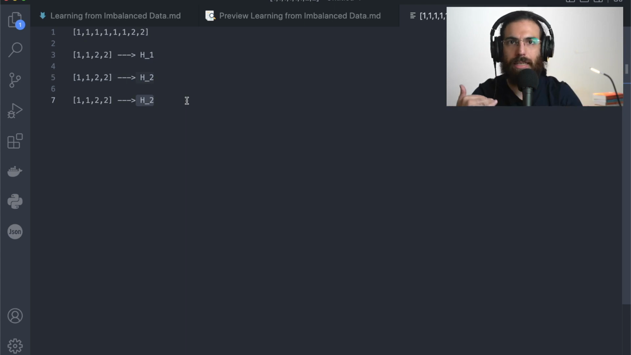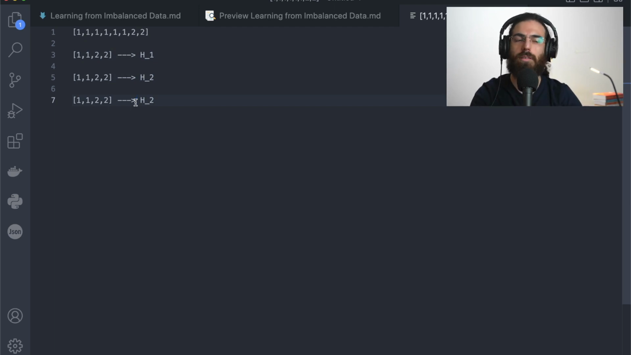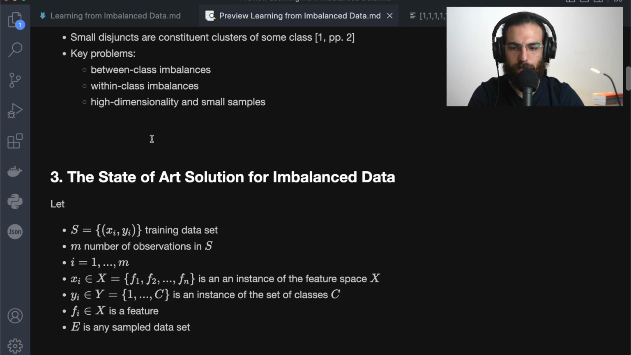This is what we mean by cascading, balanced cascade. The subsets are balanced. Then we have a series of classifiers, and then we will cascade them to produce the final classifier. That's the idea. So let's return back to the notes.